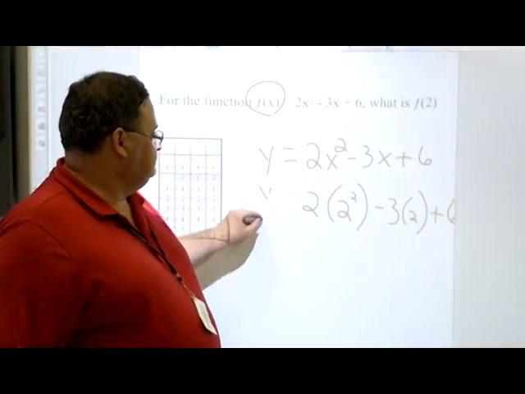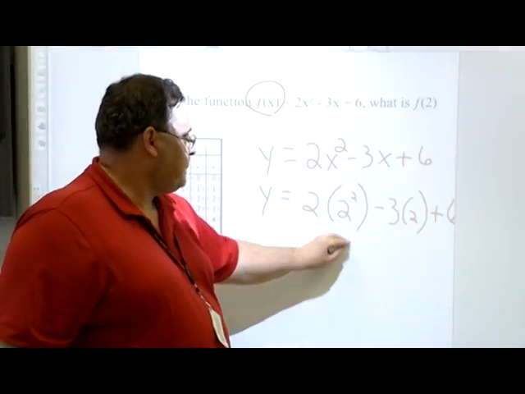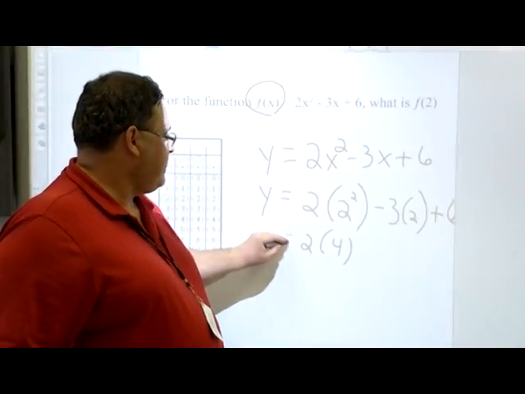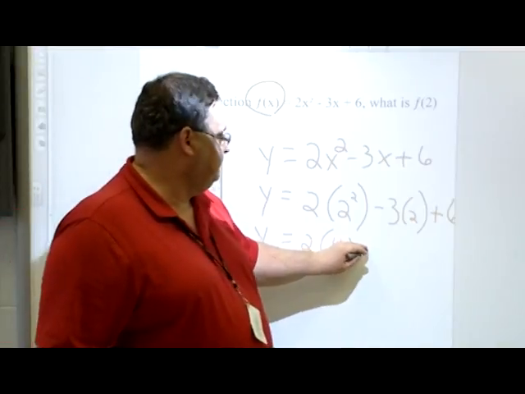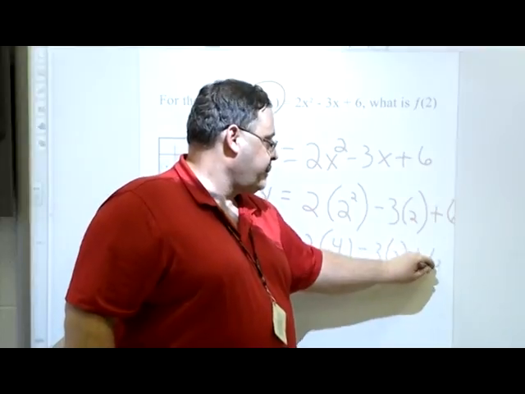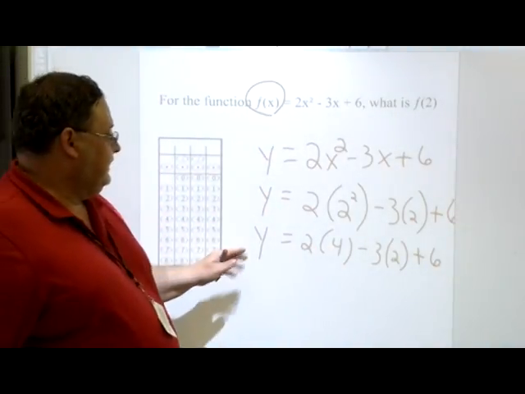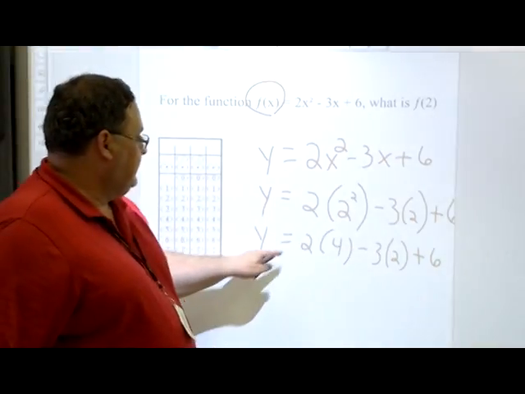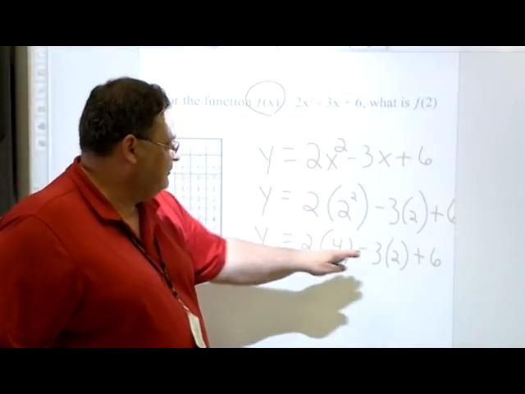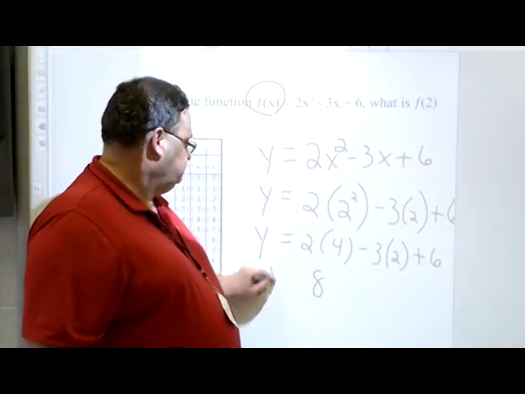2 squared is 4. I'll just keep rewriting my problem, following order of operations. Now I've gotten rid of my exponents. Now I see multiplication and division. Yes, I have multiplication. 2 times 4 is 8.